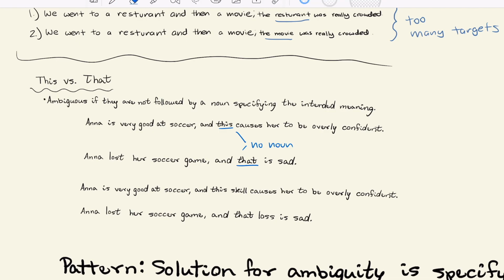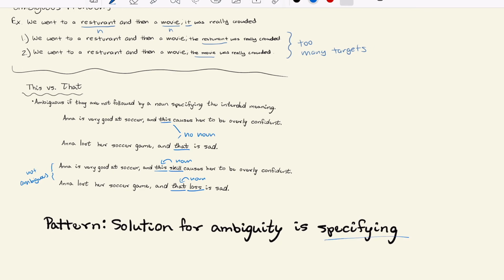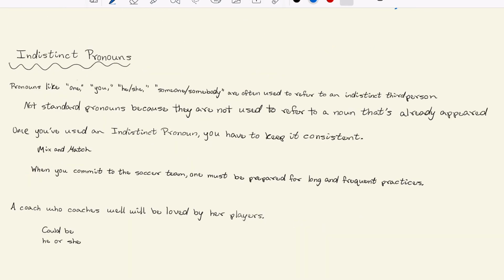These 2 sentences are not ambiguous because there is a noun, skill, after this, and in the second sentence, loss is a noun after that. And so we know that the word this is representing Anna's skill, and the word that is representing the loss of her soccer game. And so the solution for ambiguity is just specifying indistinct pronouns.